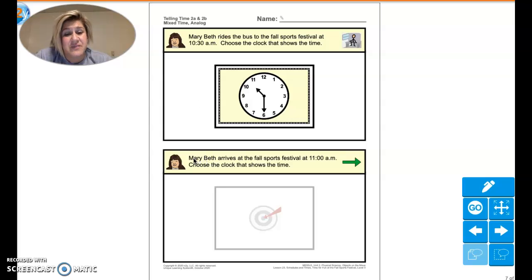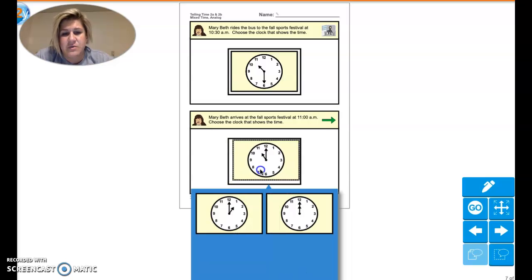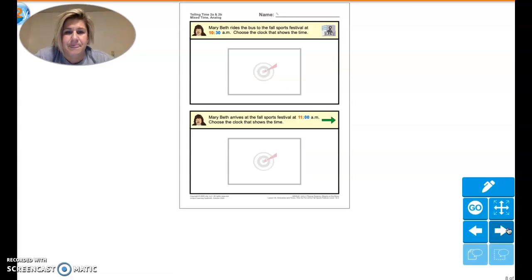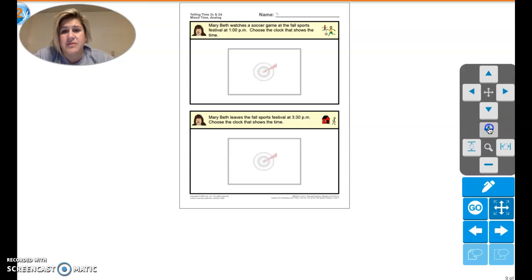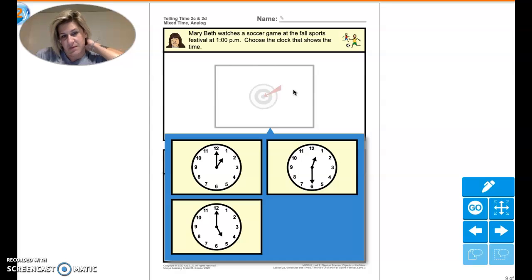Mary Beth arrives at the Fall Sports Festival at 11 a.m. So we are going to choose the one that says 11 o'clock. This one right here. It says 11 o'clock. I have to get in there. 11 o'clock a.m. Mary Beth watches the soccer game at 1 p.m. So let's find the clock that says 1 o'clock p.m.